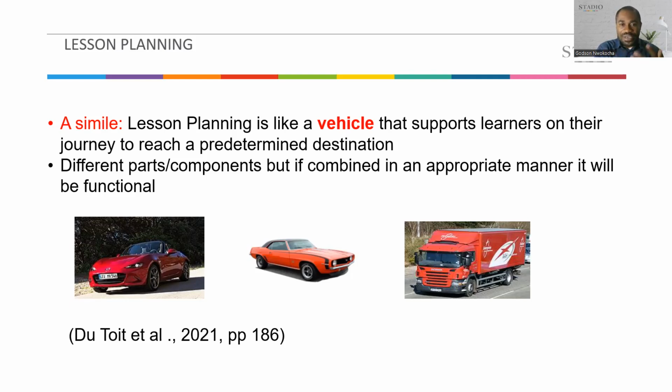Okay, so if you look at the 3 vehicles there, for instance, each component of the vehicle is working together to make the vehicle functional. That's the way lesson planning is. If you don't think about the different components that make a lesson successful, the context, the content, the resources, and all of that, then you're bound to have a lesson that is not so good, that didn't go so well.